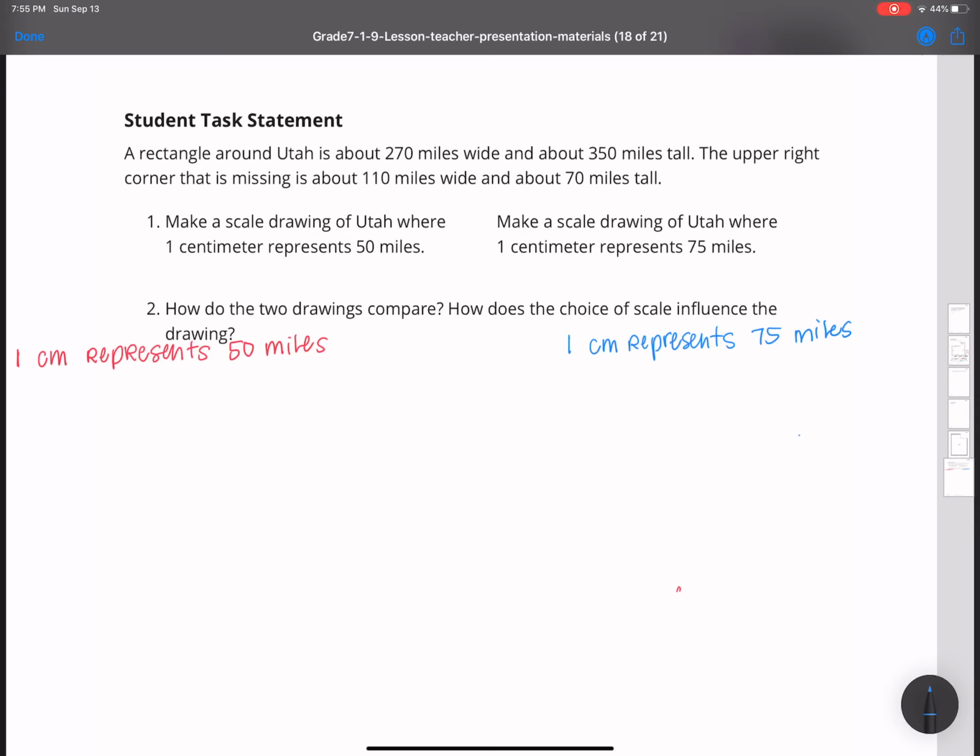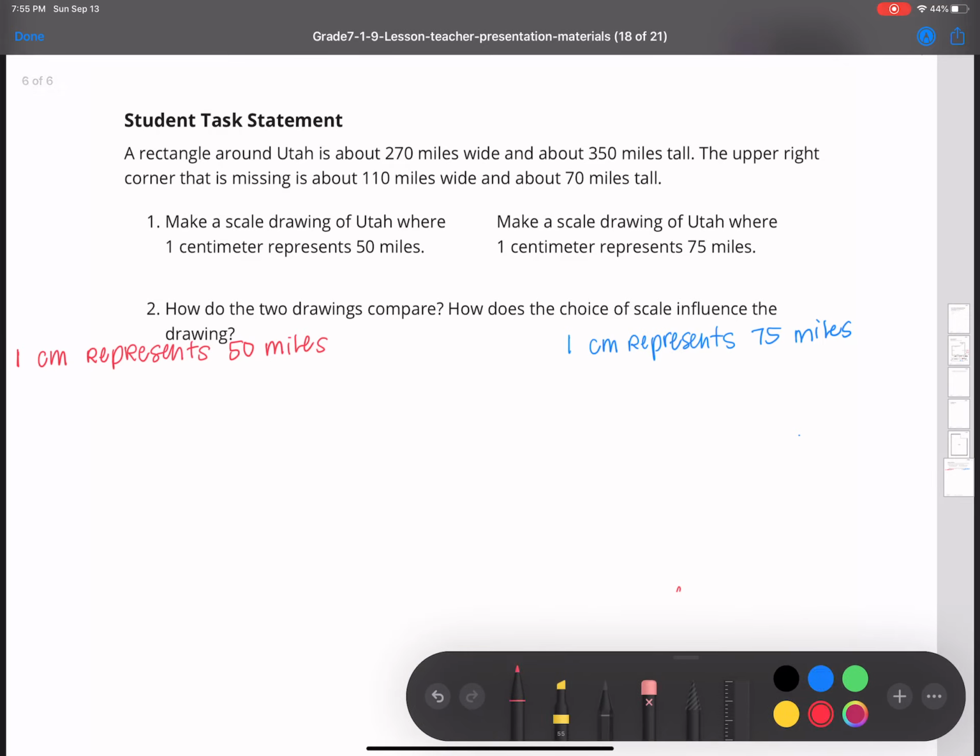Number 1 is asking us to make a scale drawing of Utah where 1 centimeter represents 50 miles. Then it wants us to make a scale drawing of Utah where 1 centimeter represents 75 miles. Number 2 asks, how do the two drawings compare? How does the choice of scale influence the drawings?